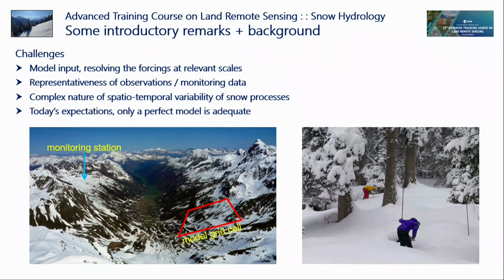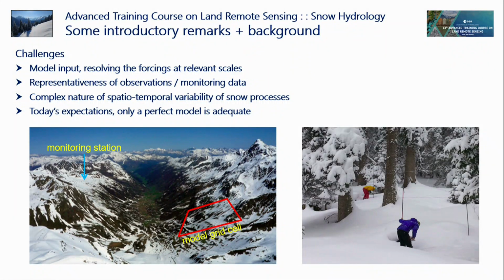Also, the representativeness of the observations, be it the remote sensing data to be assimilated or validation data sets, needs to be ensured. And, to make a bold statement, most monitoring data are from flat, open sites. They are not in the mountains. They are not in steep terrain. They are not in forests. And if you're interested in that stuff, your monitoring data typically is not representative of what you're interested in. So that's often a problem.